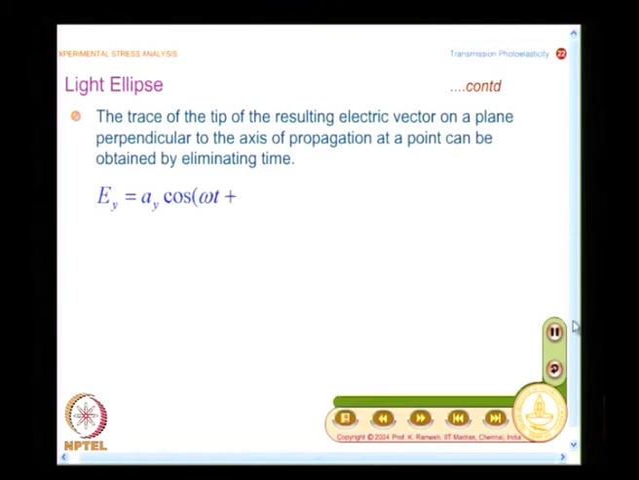I have E y as this, and I would like you to simplify this expression, as simple as that. So, what is the trigonometric identity I can use? Cos A plus B. So, I can have this as cos omega t plus alpha 1, omega t plus alpha 1 I can take it as A and delta as B.